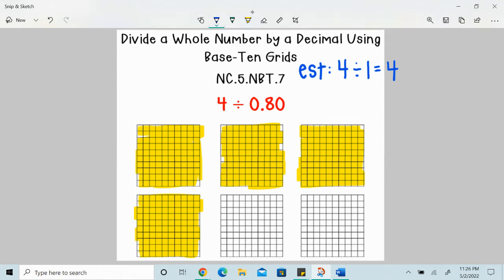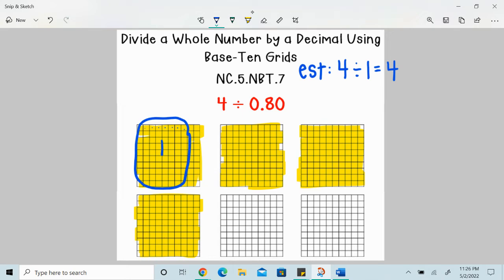So again, I'm figuring out how many groups of 80 hundredths or 8 tenths there are in 4 wholes. So I'm going to begin by shading in a group of 8 tenths. So 1, 2, 3, 4, 5, 6, 7, 8. So if I circle this here, I'd have one group of 8 tenths.